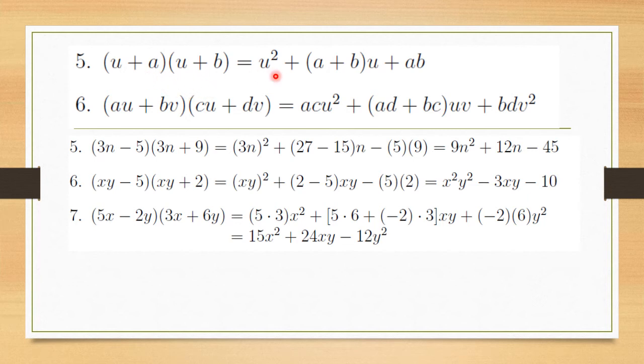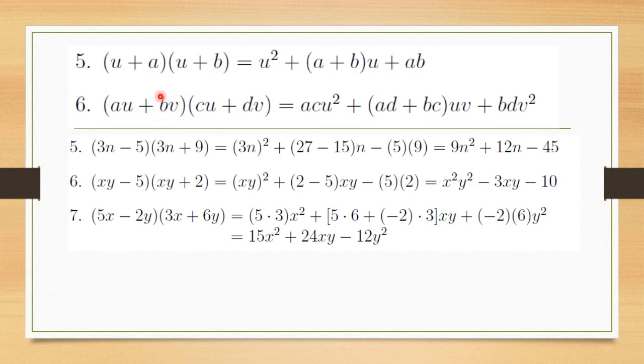As you can see, let's take a look. U plus a times u plus b, which is just the product of your first term here, your u squared, the product of the first term. Then a plus b times u here is just the sum of your outer and inner. So if you distribute this u here on the right side, that is your ub here. Au would just be this, and then of course the last term would be ab.